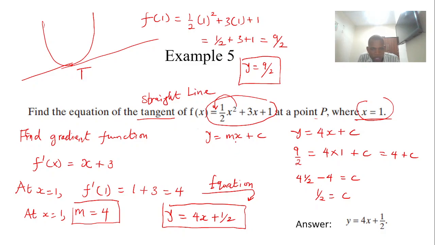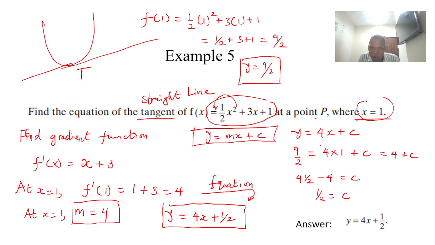Then I used the equation of a straight line, because the tangent is a straight line, okay? That's why I'm using this equation of a straight line. The next thing I did was that I had only the value of x as 1, so I needed to get the value of y, okay? Which was why I plugged in the value of x into your function, and that gave me 9/2. So 9/2 becomes my y.